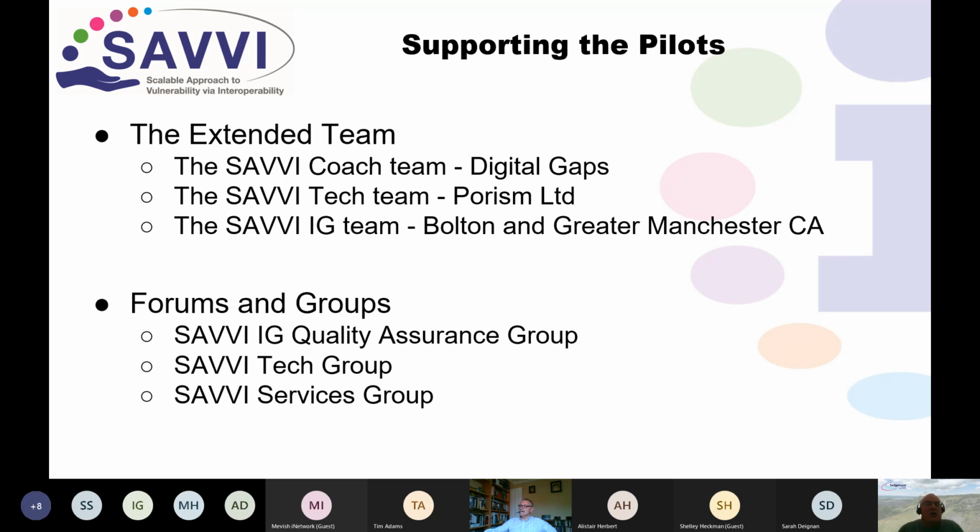And we've also got what we're calling the SAVVI IG, and that is some support that we've appointed from both Bolton and Greater Manchester Combined Authority, some information governance specialists, and that's about helping those councils go through the right steps to get to their own opinion on the lawfulness and the ethical use of data. Right, but so that's our team, and we're sending them off to the pilots.